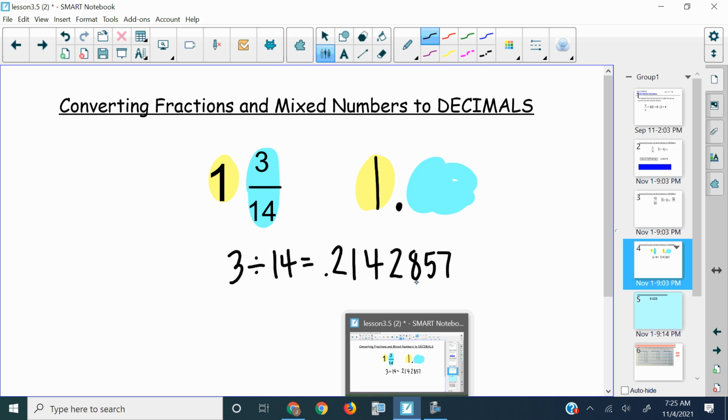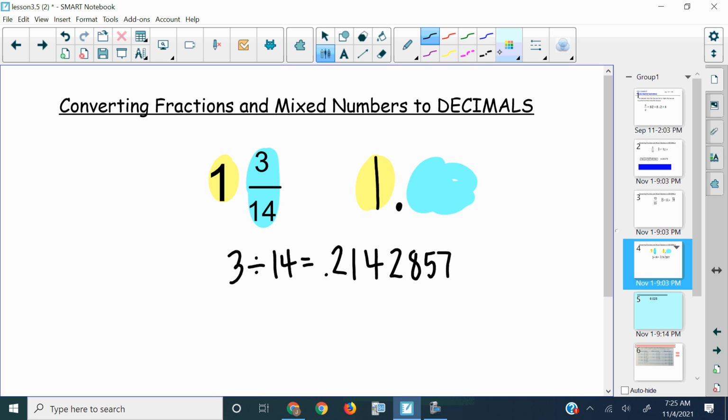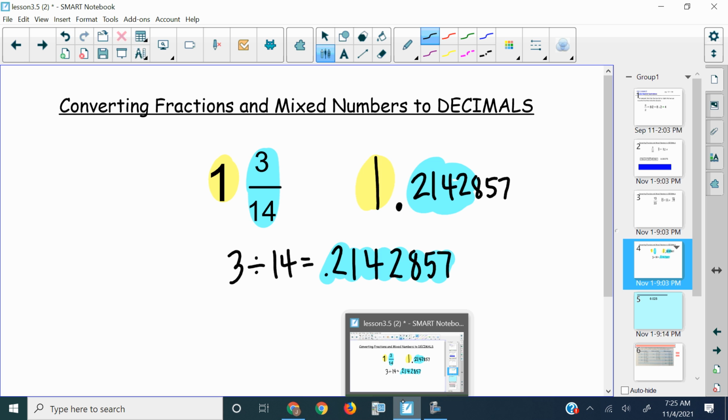So this amount right here is the decimal part that I'm going to want behind the 1 up here. So I'm going to go 2, 1, 4, 2, 8, 7. Okay. So it's still the same amount. It's now not a mixed number anymore. Now it's a decimal, written as a decimal.